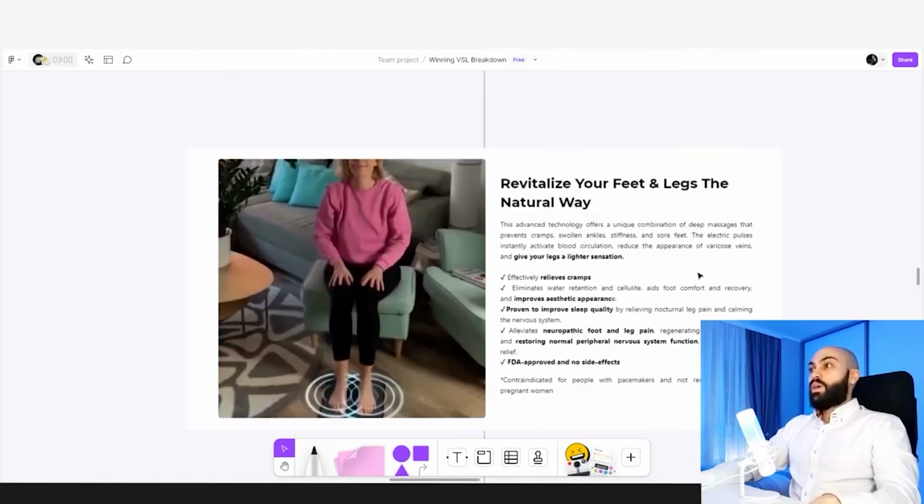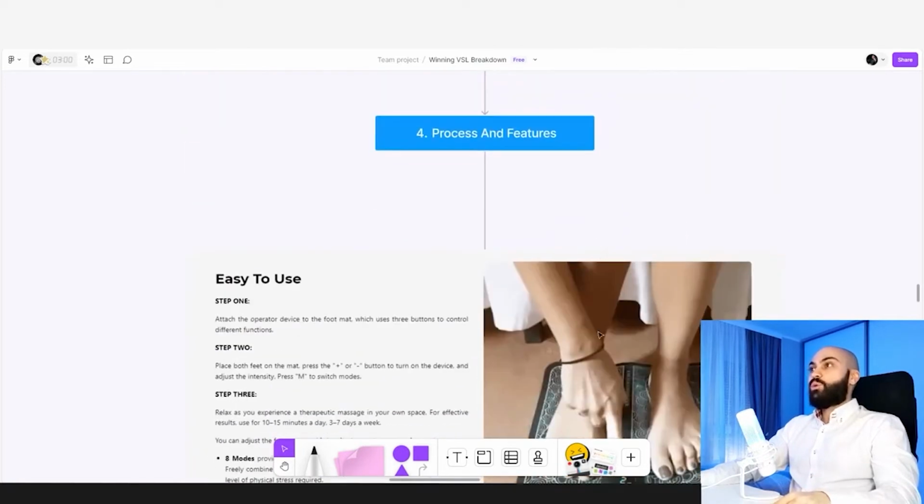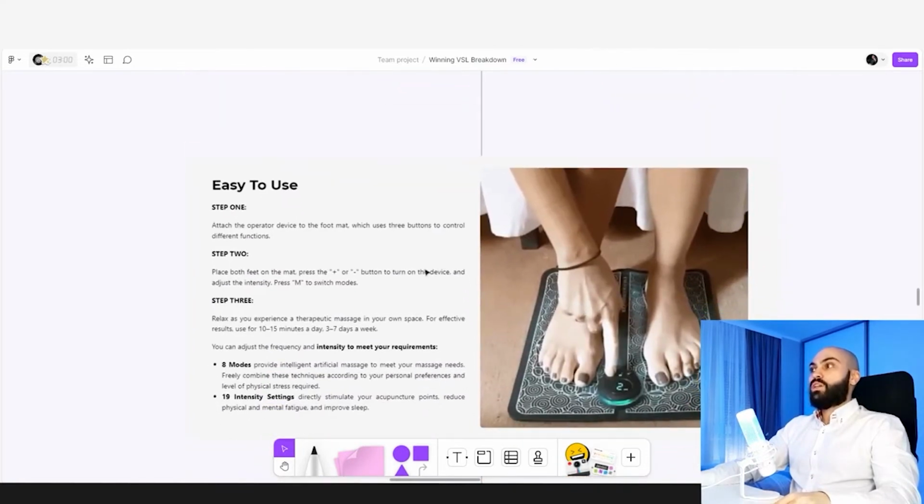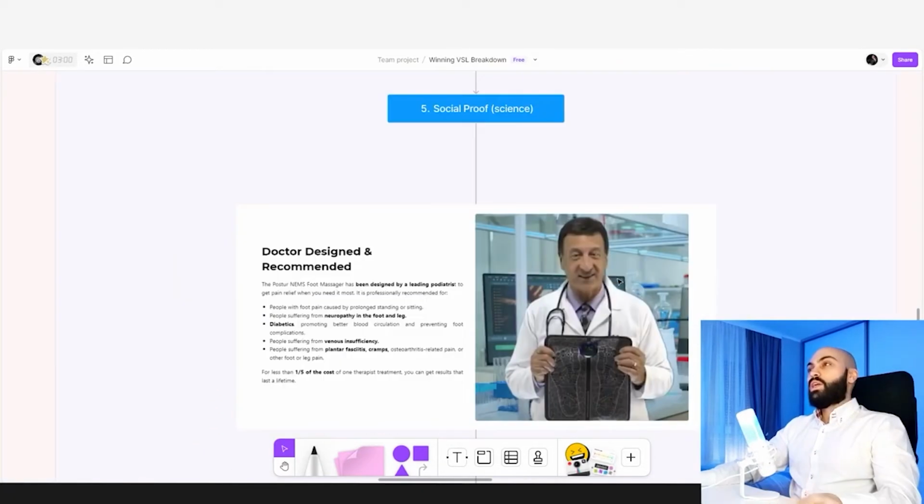Then the benefits. What are the benefits if someone buys our product? It relieves cramps, it improves aesthetic appearance, it improves sleep quality, it helps with neuropathic foot and leg pain. Then we have the process and features. So it's very simple to use. In 3 steps you can get your desired results, and features of the product are that it has 8 modes and 19 intensity settings. Then we have the scientific social proof by doctor.